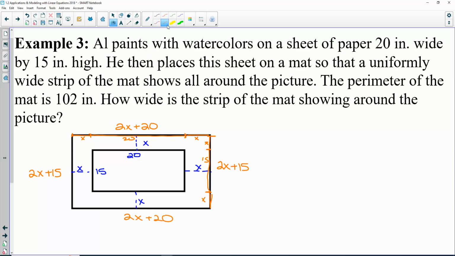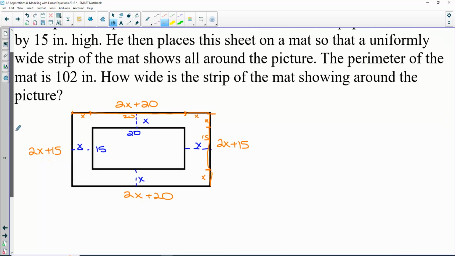So now we write our equation. We know perimeter, so we add them all up. So you could either write all 4 of these, or what's the shorter way? Yeah, so you can write them all out and add them all together. That is perfect. If you prefer, instead of writing the 2x plus 20, you realize there's 2 of them, so take it times 2, and 2 of the 2x plus 15s. And that equals the perimeter of 102. Now we have an equation we can solve.